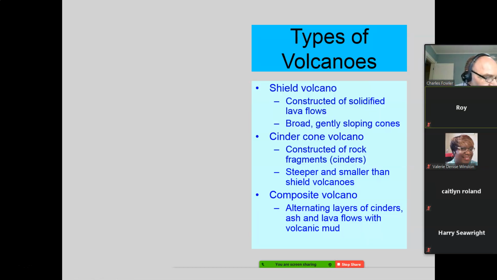Now, they go into three types of volcanic mountains. The first of these is called a shield volcano. I don't know why they call it shield, except that shields are sort of rounded most of the time. They could be flat, but these are rounded ones, that sort of wrap around you and shield you. Well, these are constructed of solidified lava flows with broad, gently sloping cones. Not a real obvious thing like Mount St. Helens. We'll get back to that in a minute.